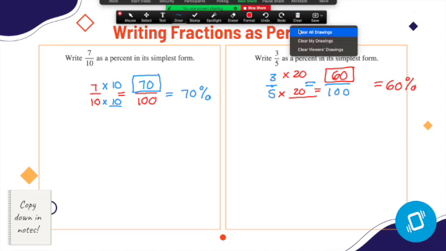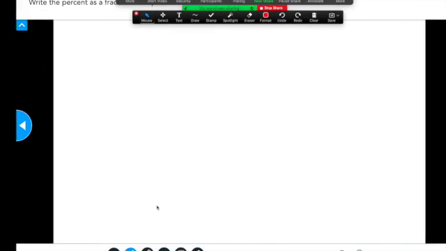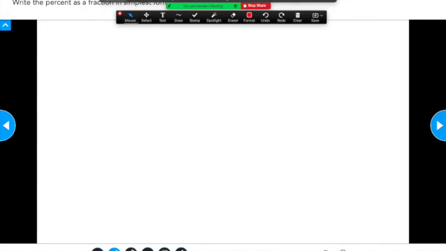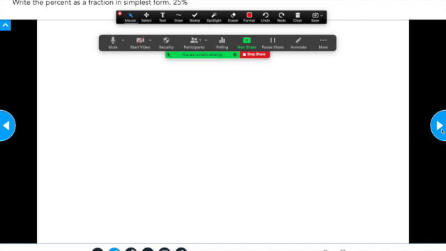Alright, let's try it out on a practice problem. Let's look here at this problem right here where it's asking us to write the fraction as a percentage. We have here 11/20. So I'll give you a few minutes to try working on this problem on your own first.